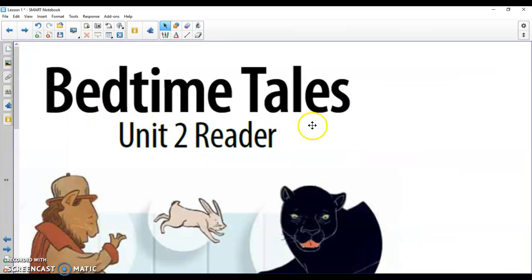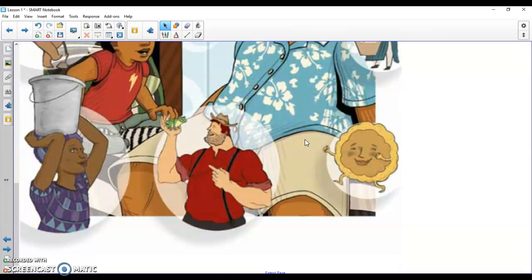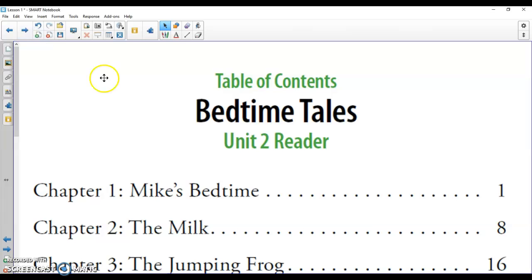So we have a new reader. It's Bedtime Tales. It's our Unit 2 reader, and this is what the front cover looks like. We also have a table of contents in our reader. Remember, the table of contents is the name of the chapter and what page it's on. So we're going to read Chapter 1 today, Mike's Bedtime.